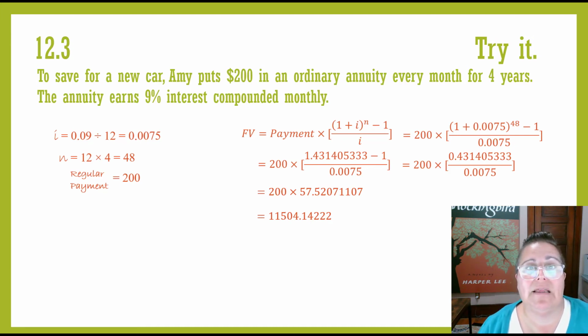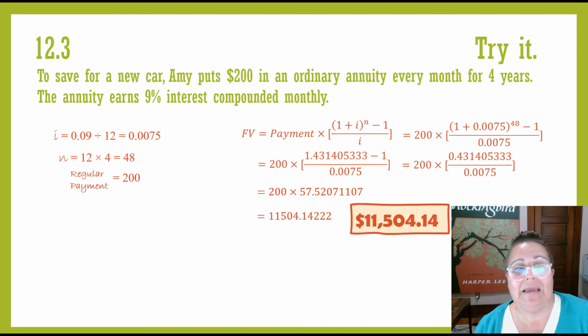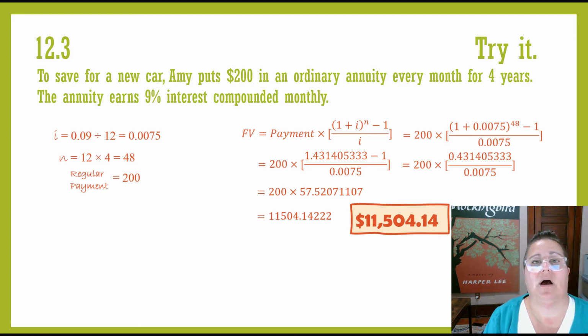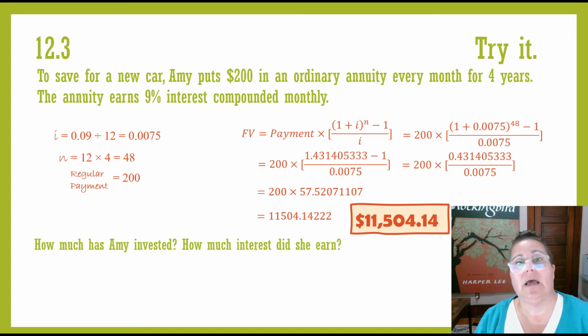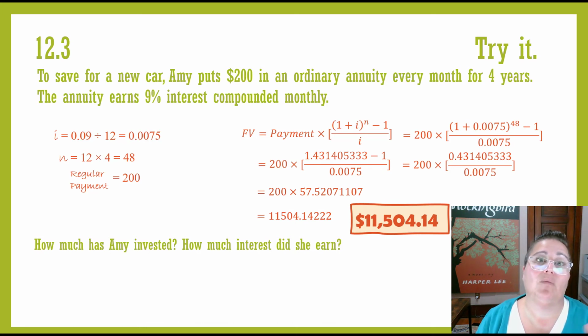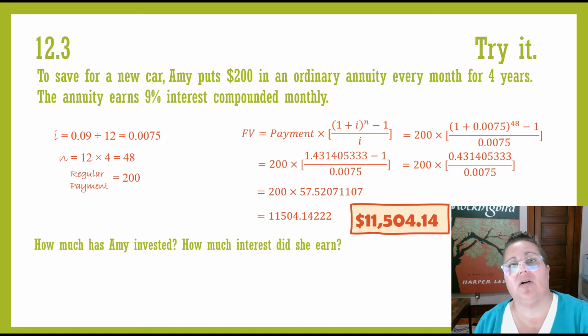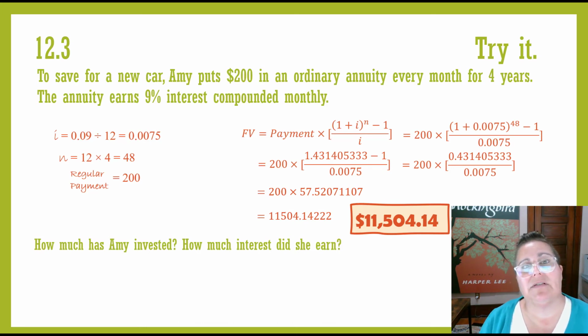This is the amount of money that will be the future value of this account. So Amy has been able to squirrel away $11,504.14. That will be the future value of that account. However, how much has Amy really invested? How much of Amy's hard-earned money is in that $11,504.14? And how much of that account is interest, right?